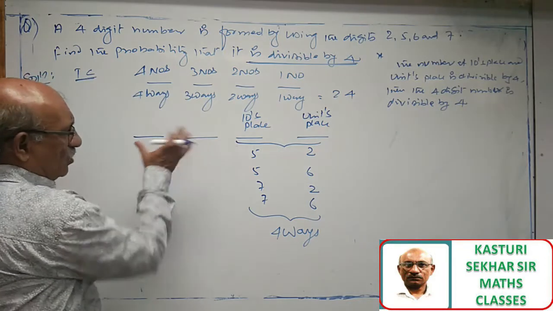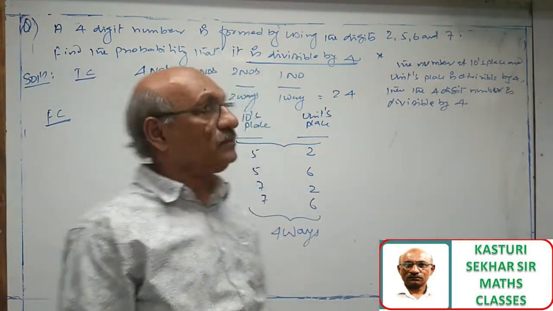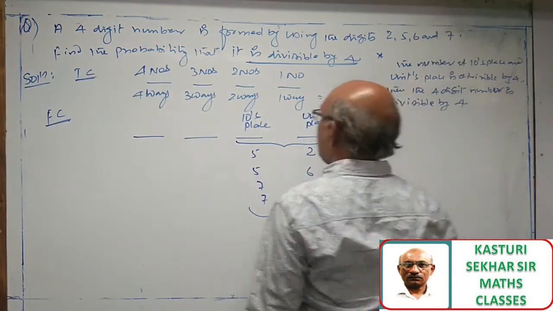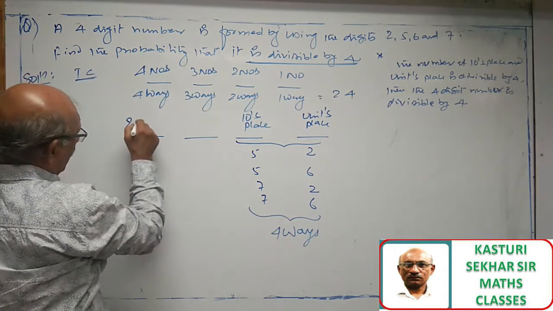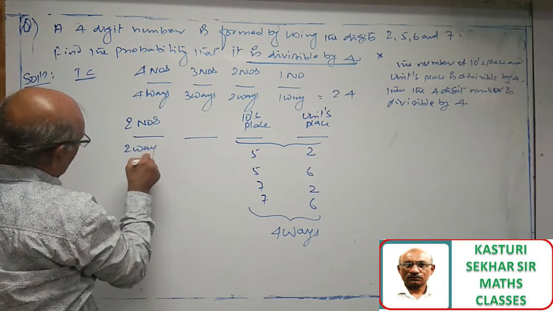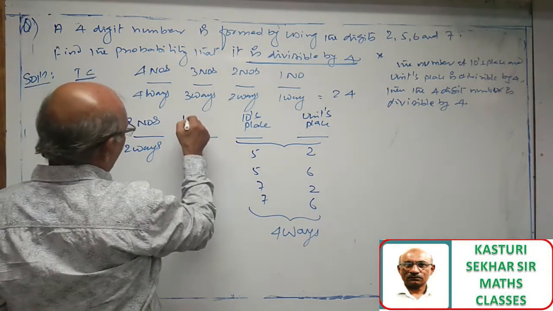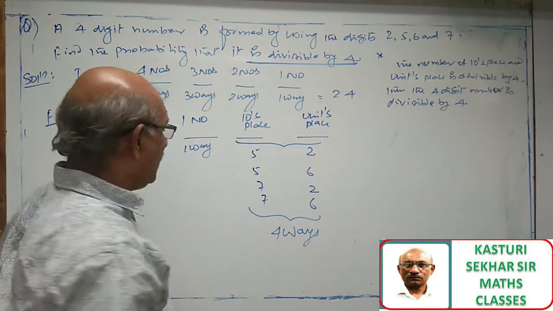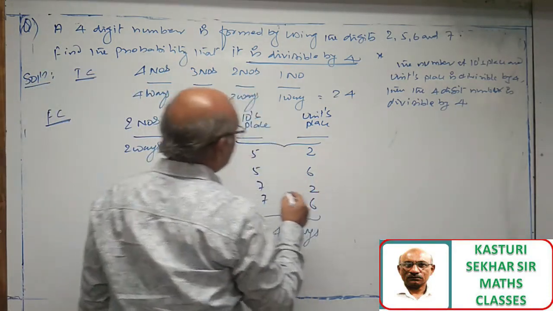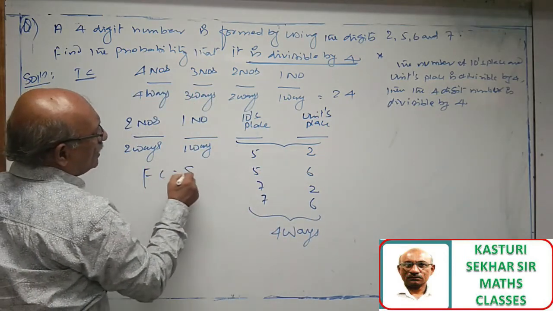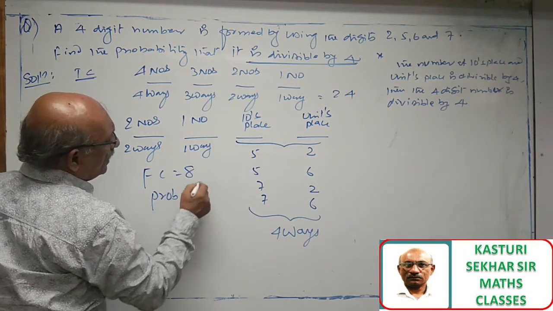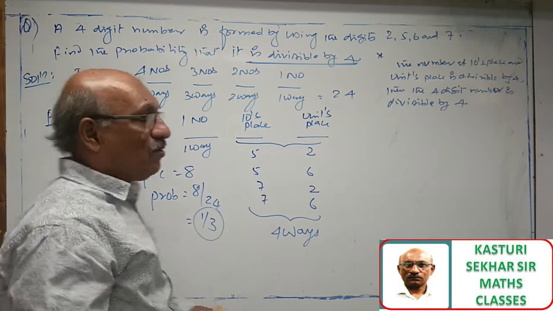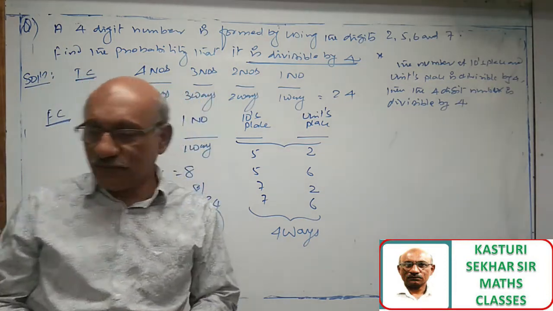Now how many places are left over, sir? 2 places are left over. Now, how many numbers are there? 2 numbers are there. So for this place, 2 numbers are available, 2 ways. For this, 1 number available, 1 way. All these problems I am solving without repetition. So 2 into 4, 8. So favorable cases is equal to 8. Probability is equal to 8 divided by 24, so 1 by 3 is the answer. Note down the solution.